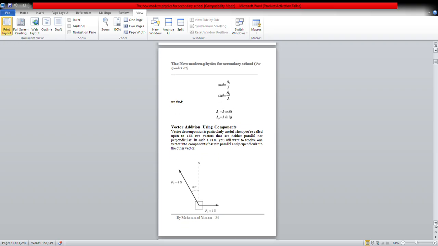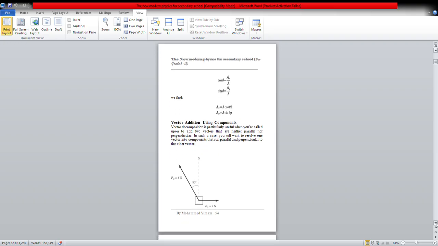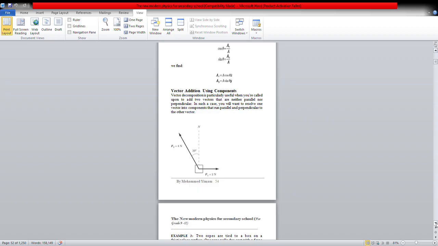Vector addition using components. Look at the two vectors of forces. Force 1 is equal to 2 Newton in the x direction, but force 2 is equal to 4 Newton in the second coordinate plane, and you can see the vertical axis at 30 degrees.